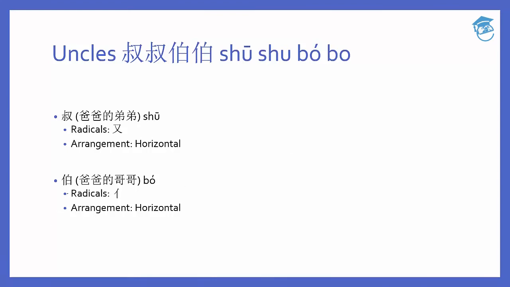The next one is 伯. 伯 is 爸爸的哥哥. Okay, this is the pinyin 伯. This is the radical, what's on the left there, so the arrangement is horizontal. Let's look at how to write 伯. 1、2、3、4、5、6、7. 7 strokes for this word, 伯.